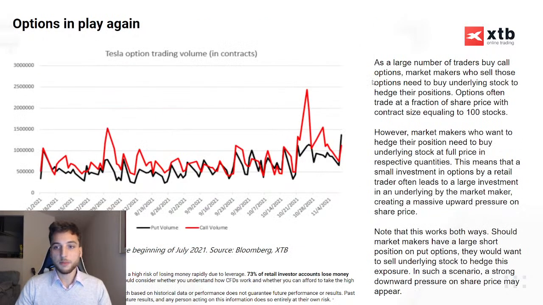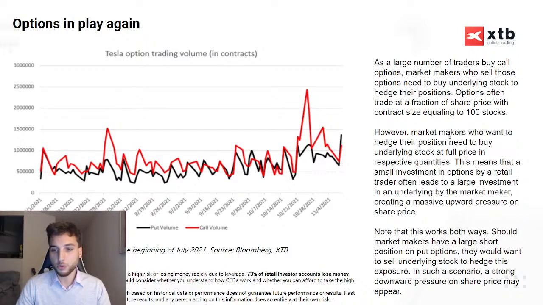As you see, as a large number of traders buy call options, market makers who sell those options need to buy underlying stock to hedge their positions. Options often trade at a fraction of share price, with contract size equal to 100 stocks. This is traditionally more of a US type of trading, whereas in Europe and other countries we favor CFDs and that kind of trading. In the US, they tend to prefer options, which are calls and puts.